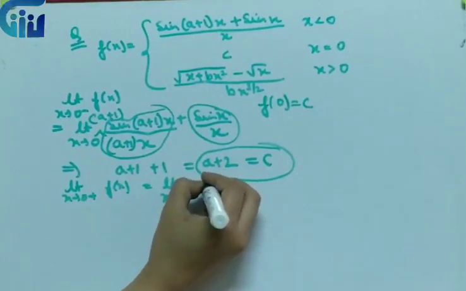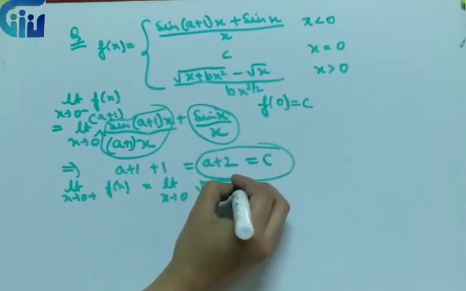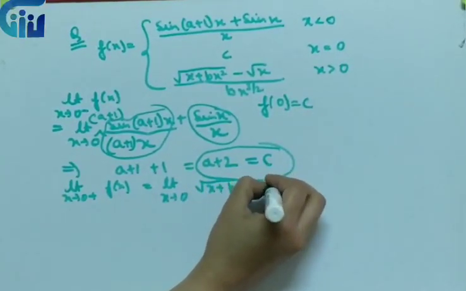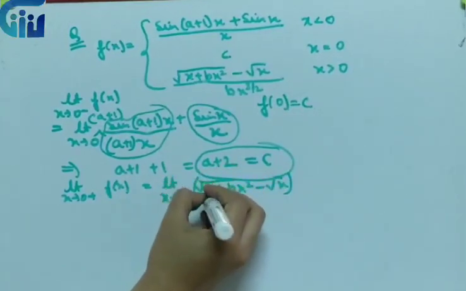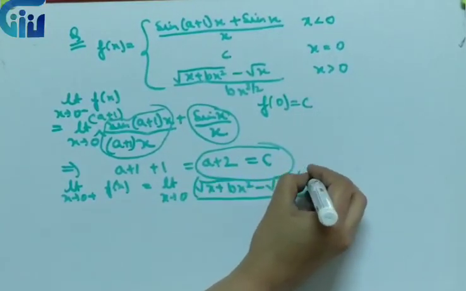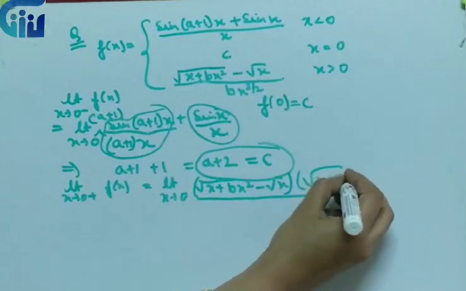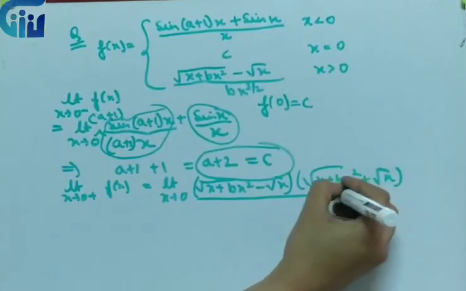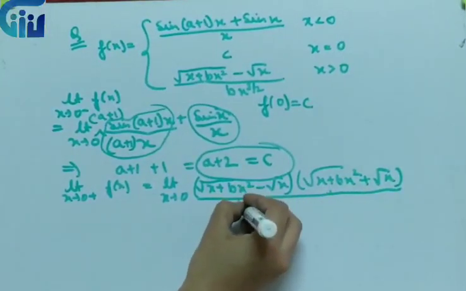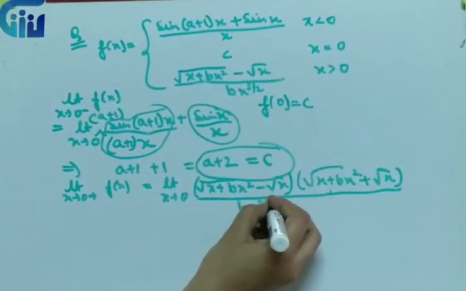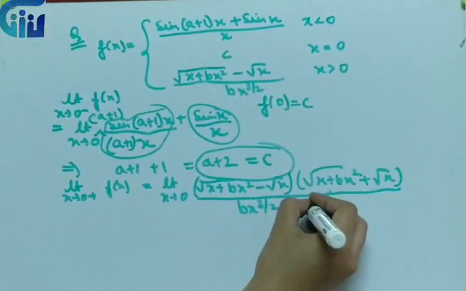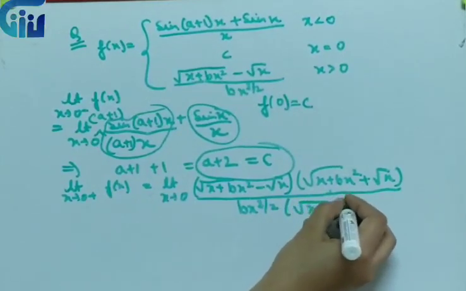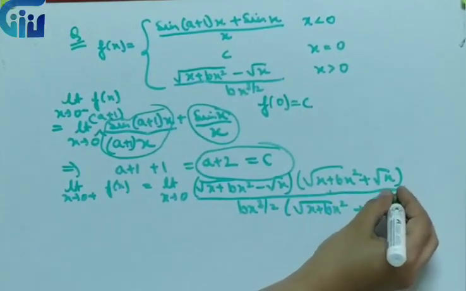Now the moment we see roots over here, what comes to our mind? We have to rationalize. So let's rationalize quickly. Over here I'll just get x plus bx square plus root x, and it will be bx to the power 3 by 2. This will be x plus bx square plus root x.